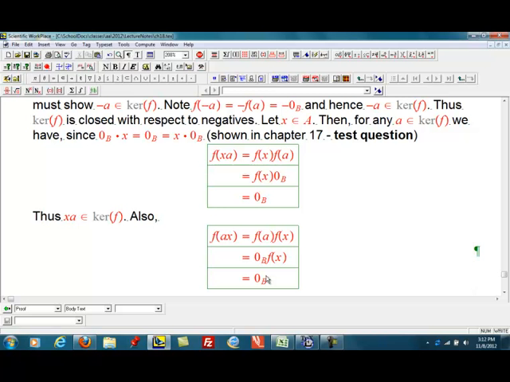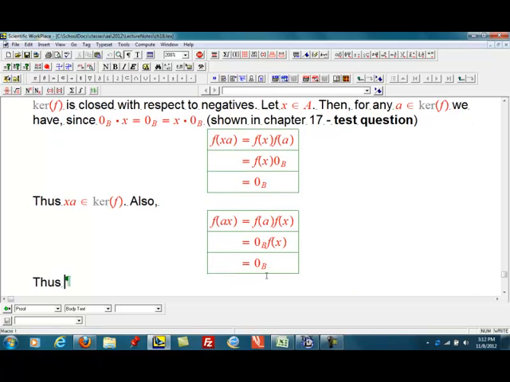0. Thus, what do I know about AX? Kernel of F. And so, the kernel of F absorbs products. We have to check it both directions before we can say it absorbs products. Draw your big conclusion.